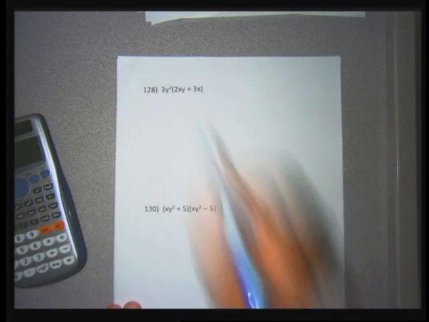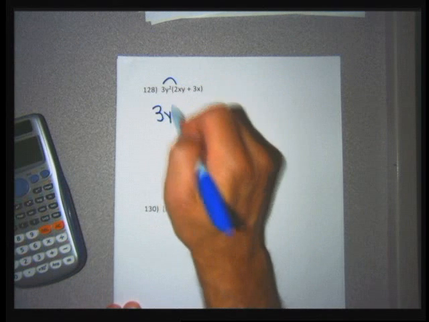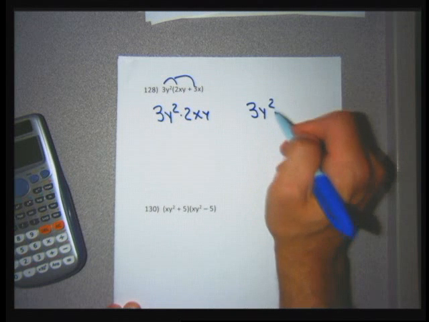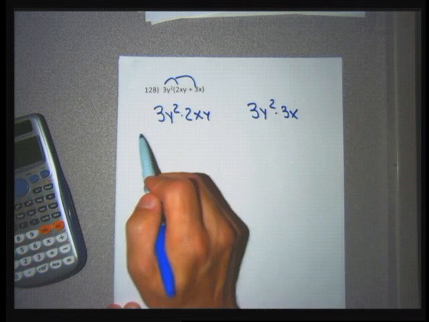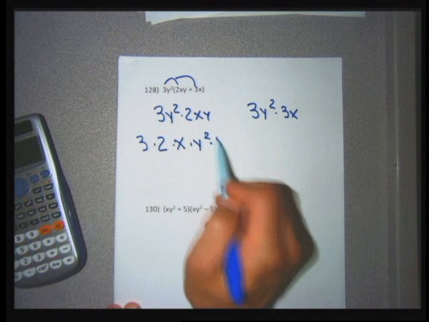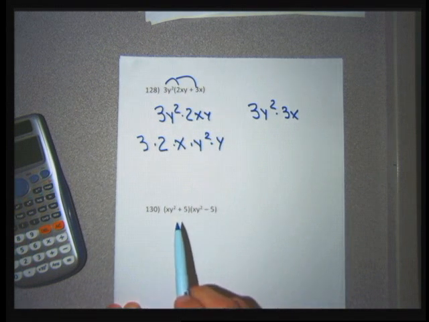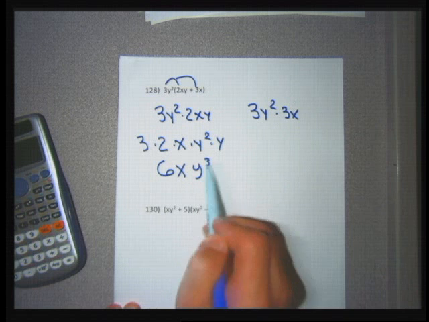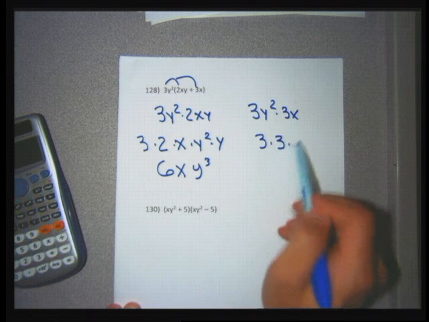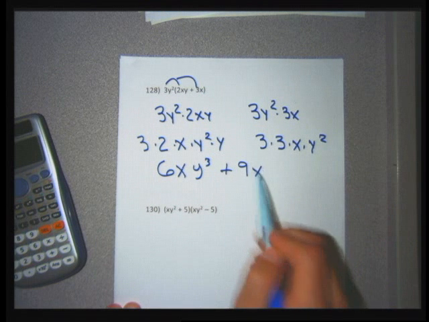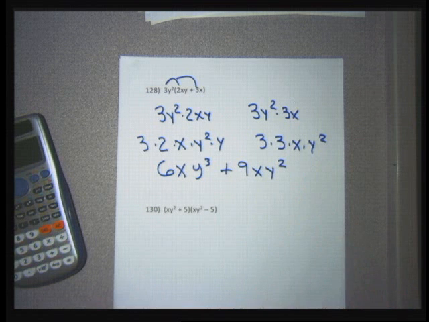128 is not foiling again. It's just 3y squared times 2xy and 3y squared times 3x. Write it in a nice order. I'm going to go 3 times 2 times x times y squared times y for that multiplication. Just writing everything that needs to be combined together by each other gives me a 6x and a y cubed. And this one I'm going to write 3 times x times y squared. I get a positive 9 and then the x and the y squared. And I can't go any more with that because I can't add because the y's don't have the same exponents.